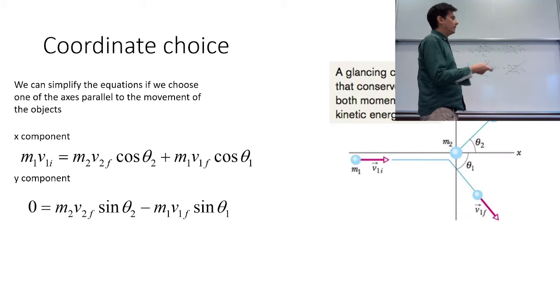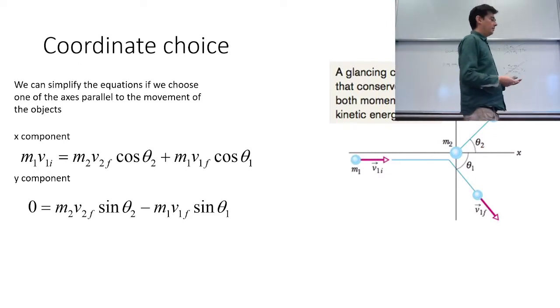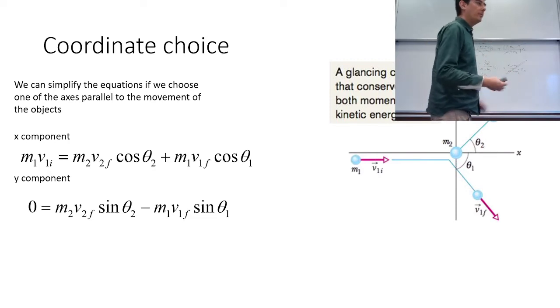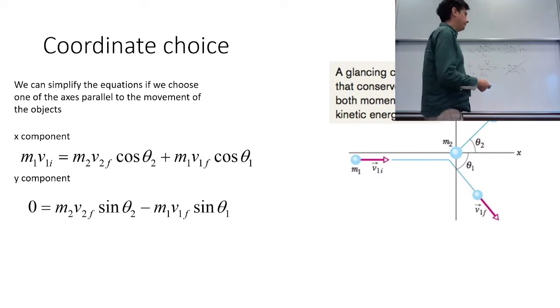Because initially this is not moving, and if we align the x-axis this way, then there's no movement in the y direction. The velocity in the y direction is 0. So if the velocity component of all the objects is 0, then all the momentum is 0. So the initial momentum in y is just going to be 0 here, right?